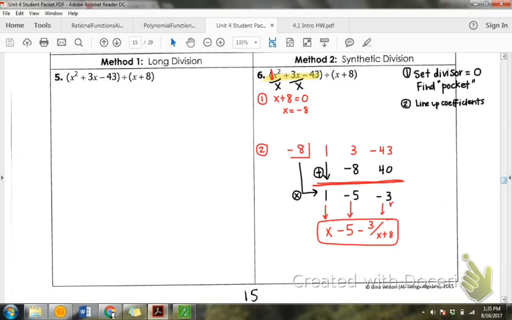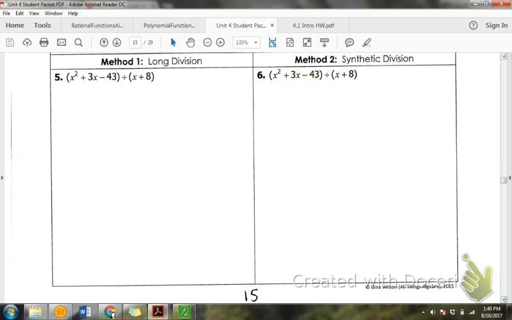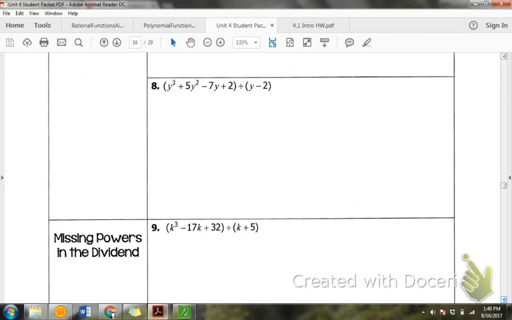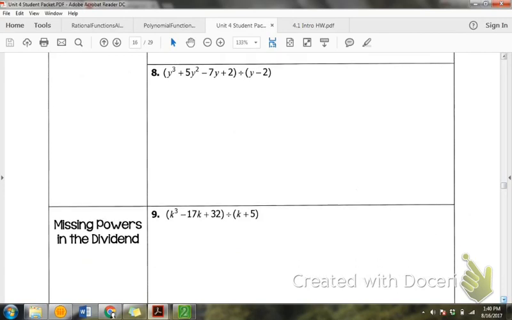So again, the first thing is to set the divisor equal to 0. It's number 8, right? Okay, set the divisor equal to 0. So y minus 2 equal to 0. That would be positive 2. Okay, so positive 2 is going to be our pocket number then. So step number 1, y minus 2 equal to 0. Y is 2. So that becomes my pocket number.